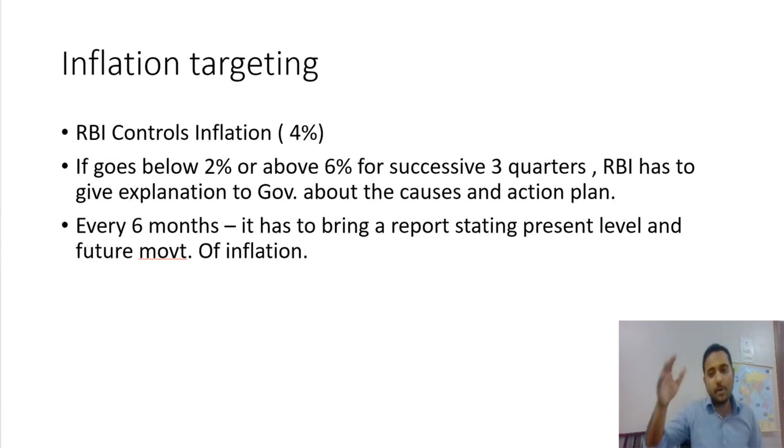2% up or 2% down is fine, because it is not possible to control it exactly at 4%. So even if it goes below by 2%, that is 2%, or above by 2%, that is 6%, it is fine. But if it goes below 2% or above 6% for 3 successive quarters, RBI has to give an explanation to the Government of India about the causes and action plan, and then every 6 months RBI has to bring a report stating the present level and future movement of inflation.